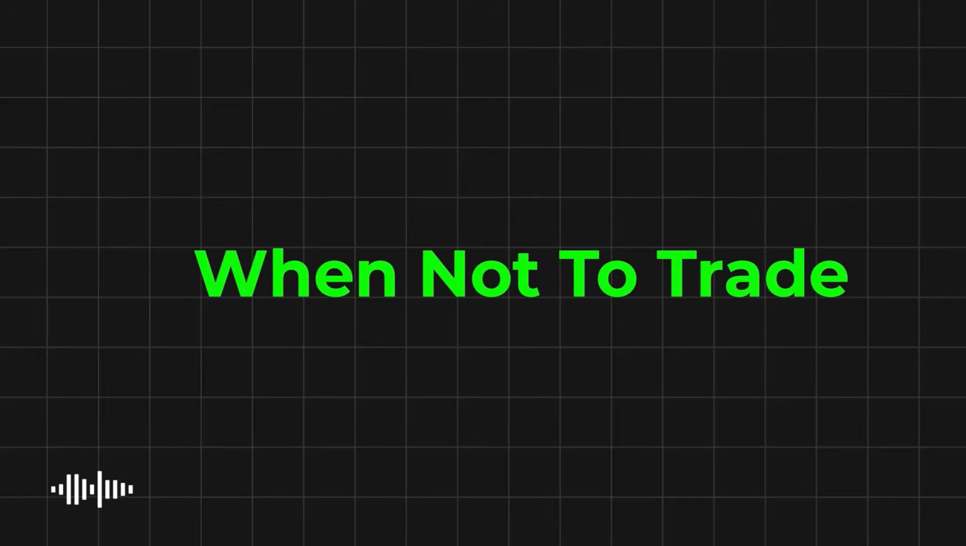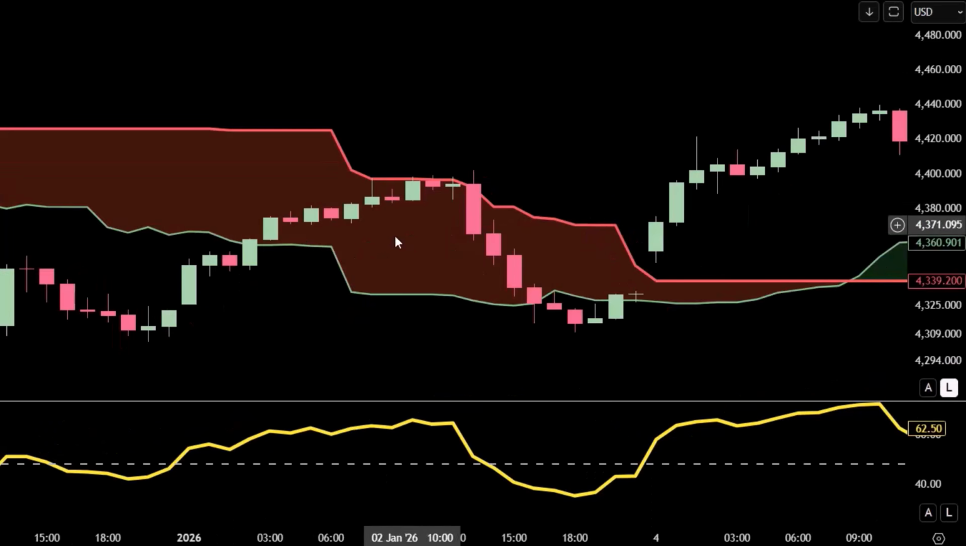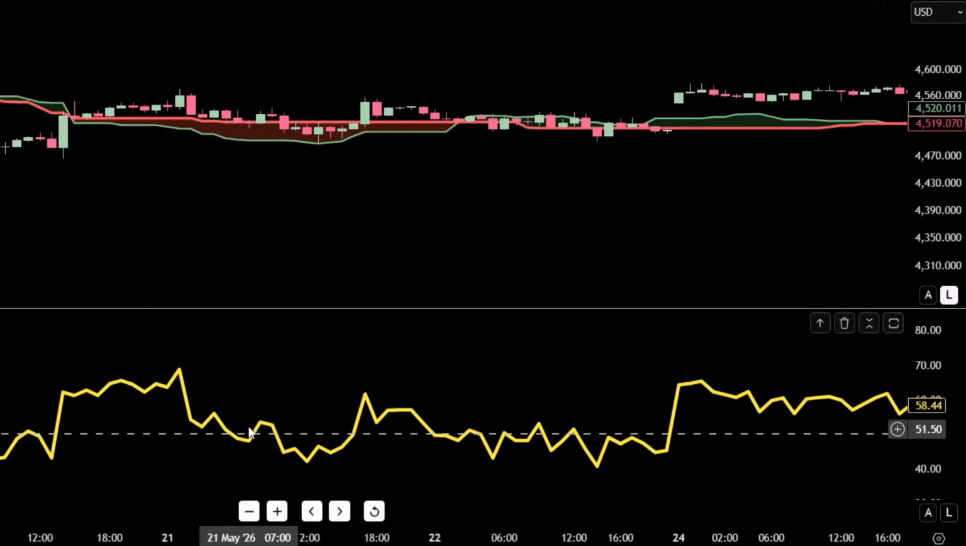When not to trade. The first situation where we should avoid trading is when the price is inside the Ichimoku Cloud. When price moves inside the cloud, the market is usually unclear and there is no strong direction. The second situation is when RSI stays around the 50 level. If RSI moves up and down around 50 without a clear direction, momentum is weak and there is no clear control from buyers or sellers.